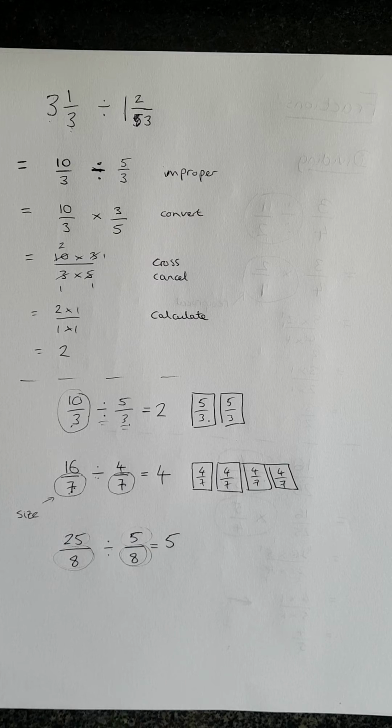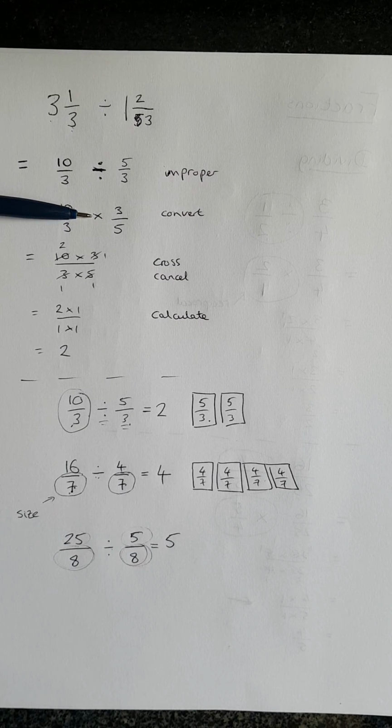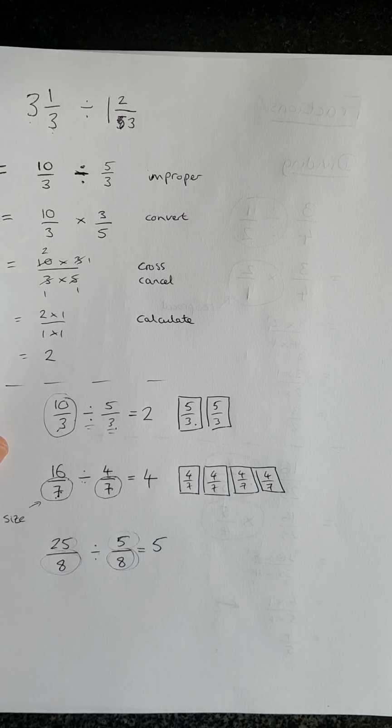So division of fractions. Make it improper if it's not already. Convert using the reciprocal and the inverse operation. Cross cancel and then calculate. What we've got to tackle next is how we would deal with a mixture of operations in a question.